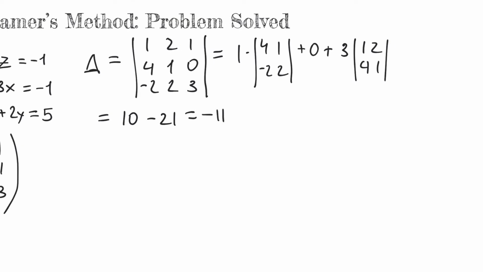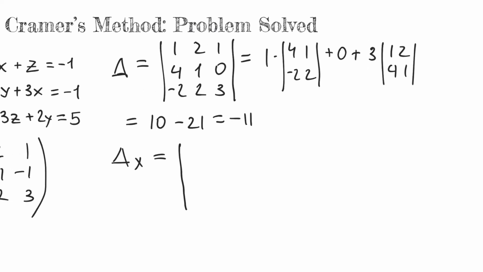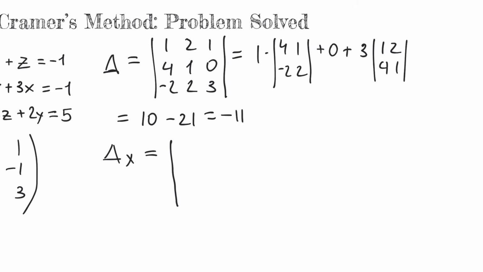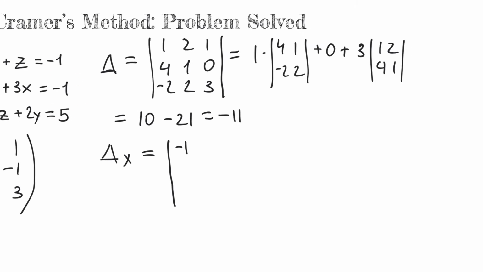Now let's go ahead and find our determinant for x first. So we have our original matrix, and now we substitute the first column with the values we had over here. So -1, -1 and 5, and the rest stays the same.